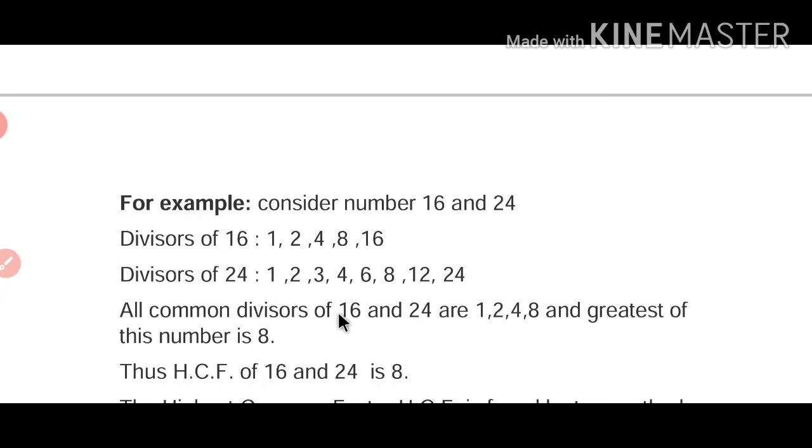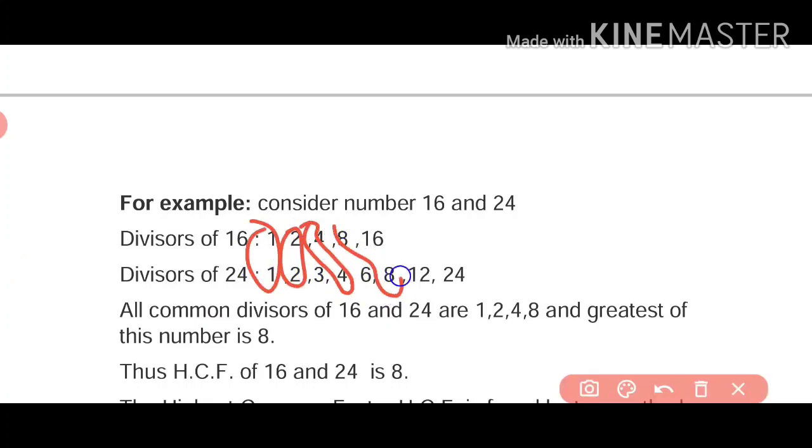Now which are the common divisors here? 1, 2, 4 and 8. And now we have to see the greatest divisor here. Out of 1, 2, 4 and 8, the greatest is 8. It means the greatest of these numbers is 8, or we can say that the highest common factor of 16 and 24 is 8. Here 1, 2, 4 and 8 are common factors, but we have to see the highest one, and the highest one is 8. Therefore the highest common factor of 16 and 24 is 8.